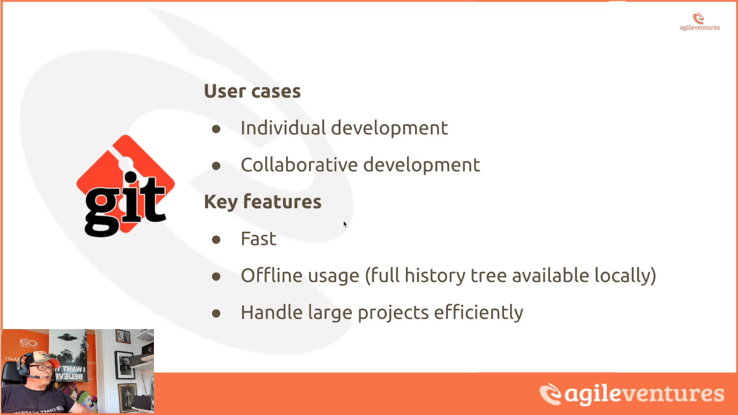So when you work with Git, use cases, you can use that for individual development. You can also use it for collaborative development, of course. It is fast. It allows you to work offline with a full history of your project available locally, and it can handle large projects and a lot of files efficiently, which is good.